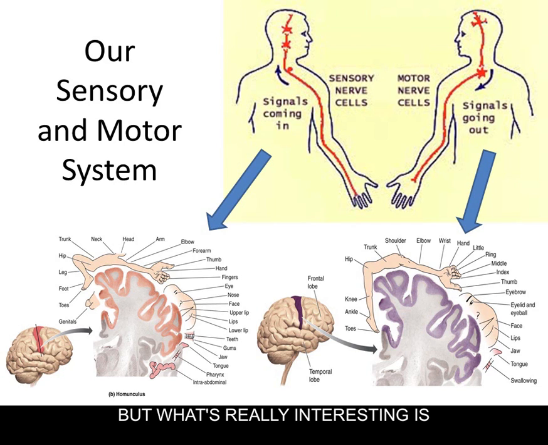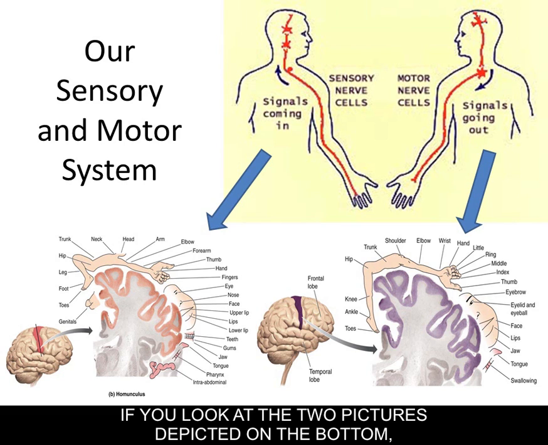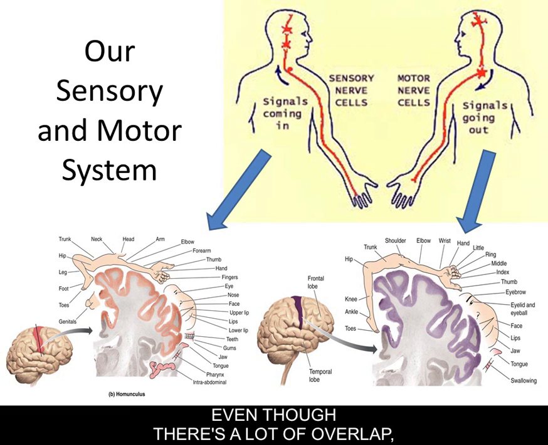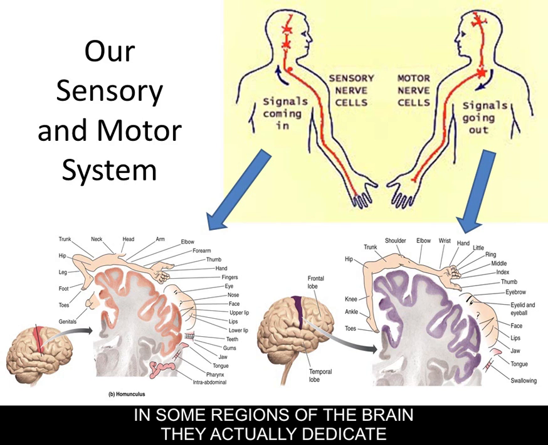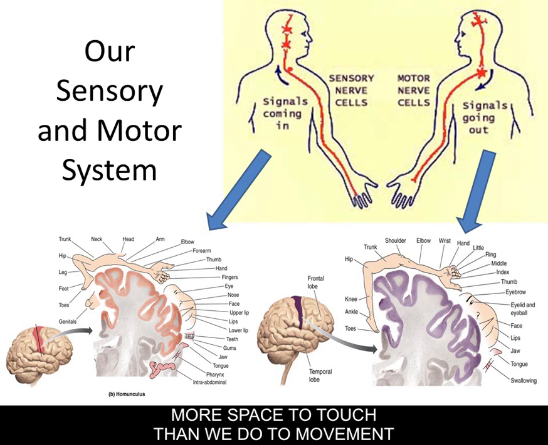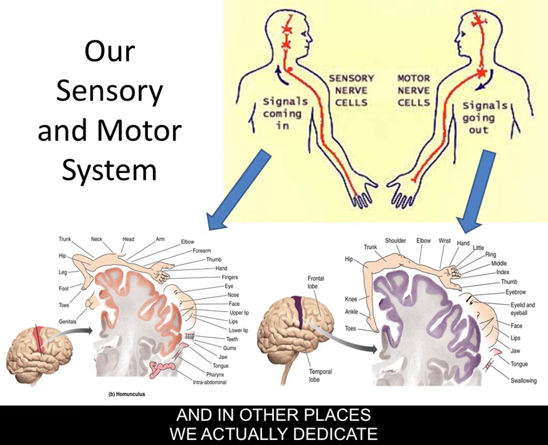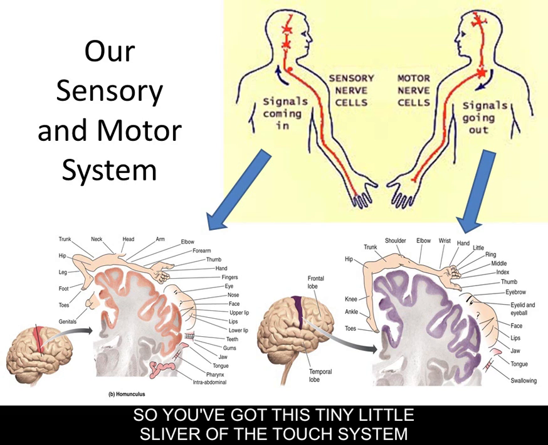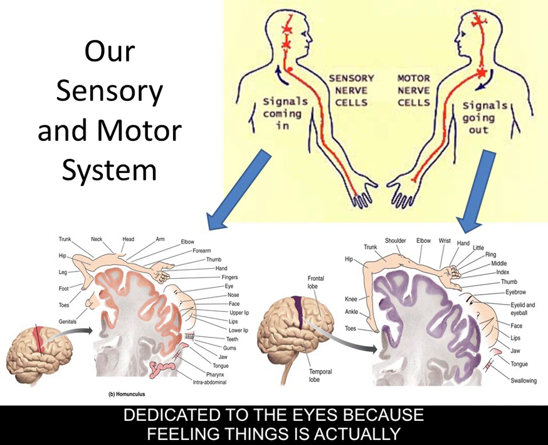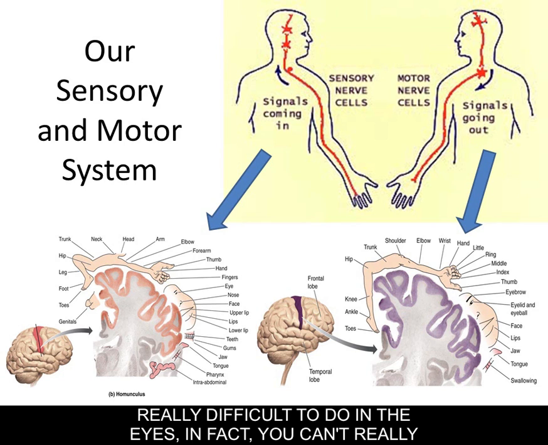But what's really interesting is if you look at the two pictures depicted on the bottom, even though there's a lot of overlap, the overlap actually isn't perfect. That's because in some regions of the brain, we dedicate more space to touch than we do to movement. And in other places, we dedicate way more energy to movement than we do to touch. So you've got this tiny little sliver of the touch system dedicated to the eyes, because feeling things is really difficult to do in the eyes.